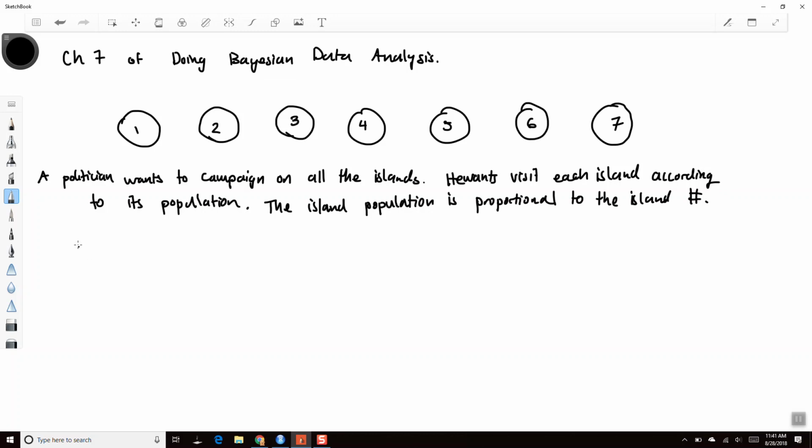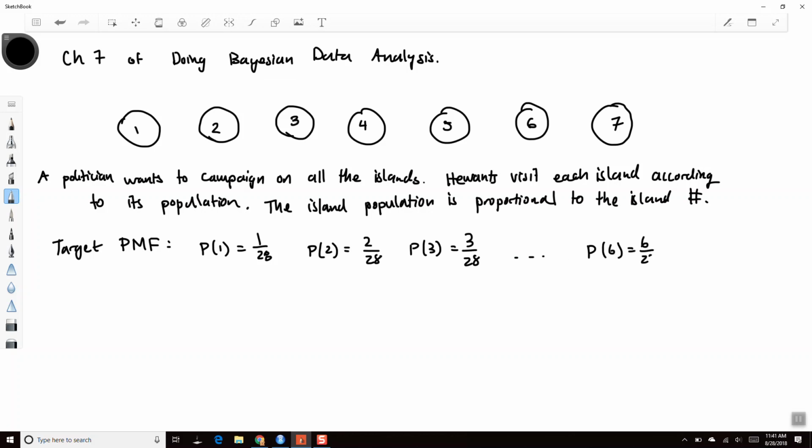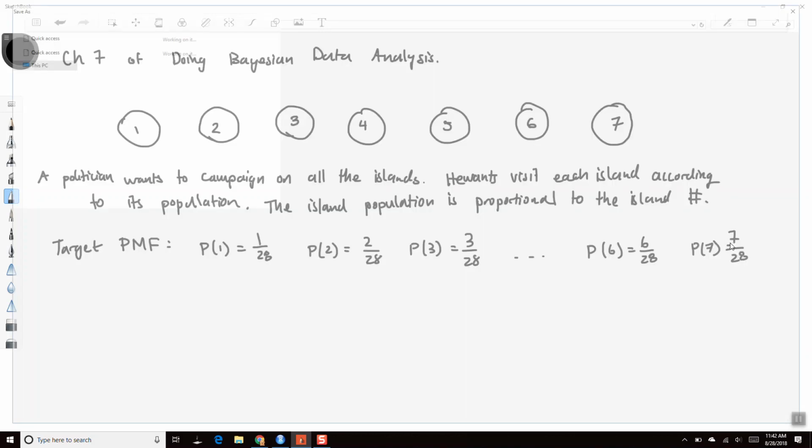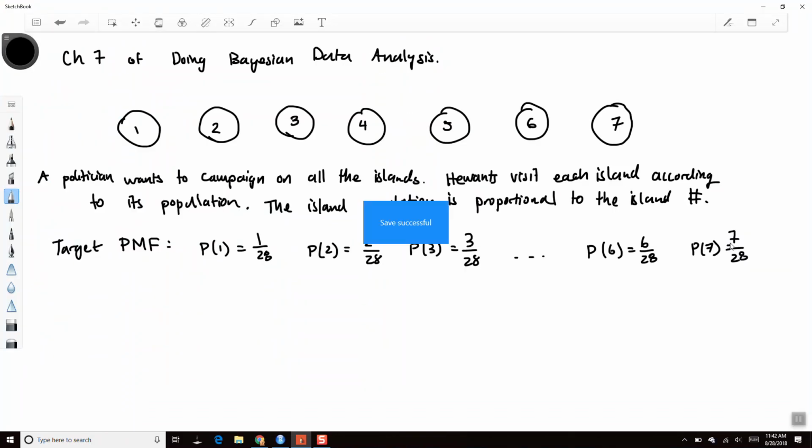Okay, so basically the target PDF, or in this case PMF, is this. The probability of island 1 is 1 over 28. The probability of island 2 is 2 over 28. Probability of island 3 is 3 over 28, so on and so forth. Probability of island 6 is 6 over 28, and the probability of island 7 is 7 over 28, okay? And you can see that this would add up to a probability of 1, okay? Because if we do add up 1 through 7, we get 28.